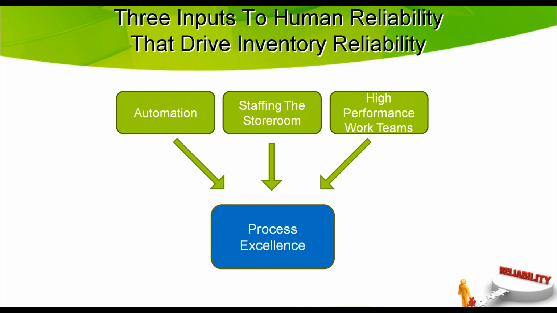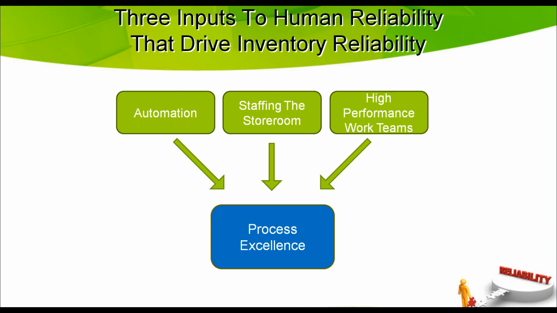a human that's not properly motivated can find ways to work around the storeroom and work around the system, right? I'm sure we all have personal experience with that. For example, you may choose to only rely on automation to maintain your inventory, and if you forget about staffing or the high-performance work team, you are probably going to have challenges achieving process excellence. You may choose to just staff it and forget about automation or high-performance work team, and again, you're probably going to have some challenges there, as many of you can probably attest to.